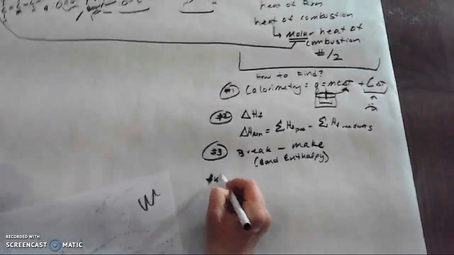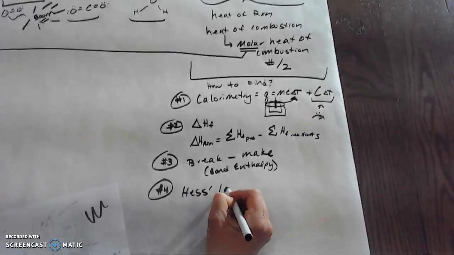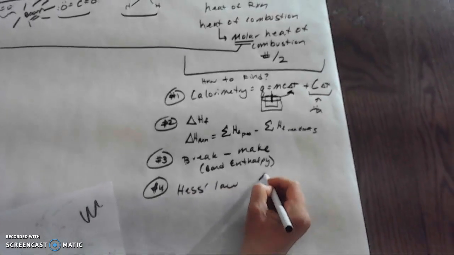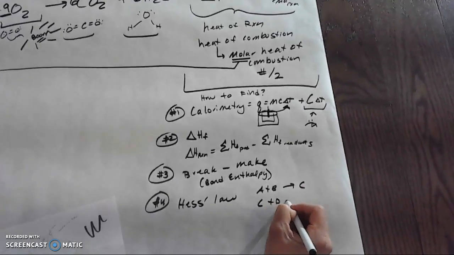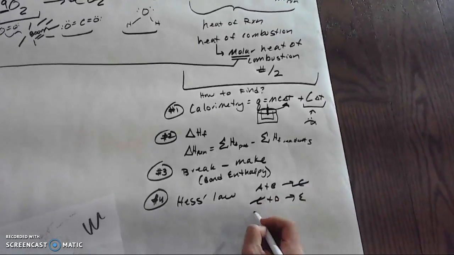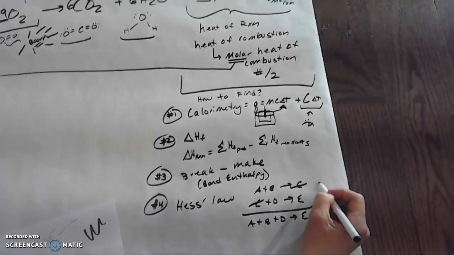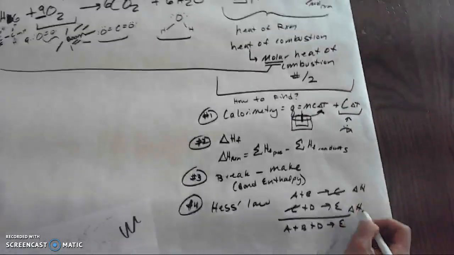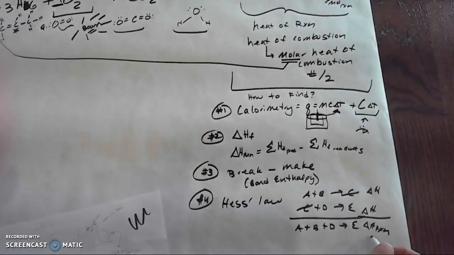Number 4 way to find our heat of the reaction is to use Hess's law. Hess's law, if you have different equations adding up, like A plus B makes C, and C plus D makes E, and C could cancel off, and we can make A plus B plus D equal E. And if you add up all those H's, sometimes you might need to flip them, you can actually get the heat of the reaction. Okay.